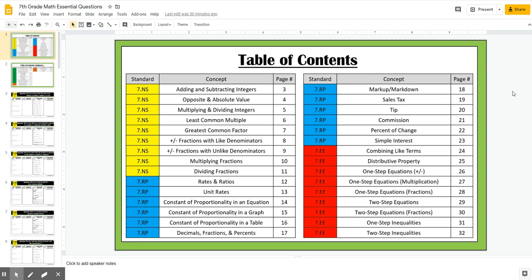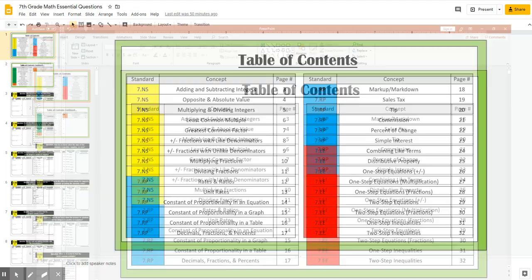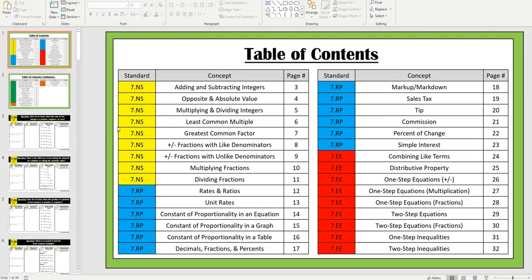There are two ways that you can implement my resource into your classroom. Here I have Google Slides and I also have a PowerPoint. You can decide which one is best for your classroom. Now I want to show you how it's set up. It already is very student friendly because I have added text boxes and nothing else can be shifted.